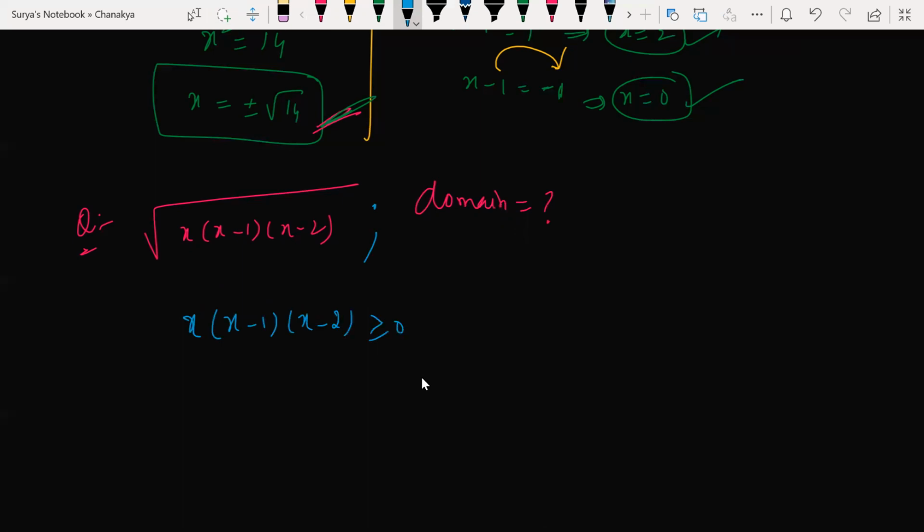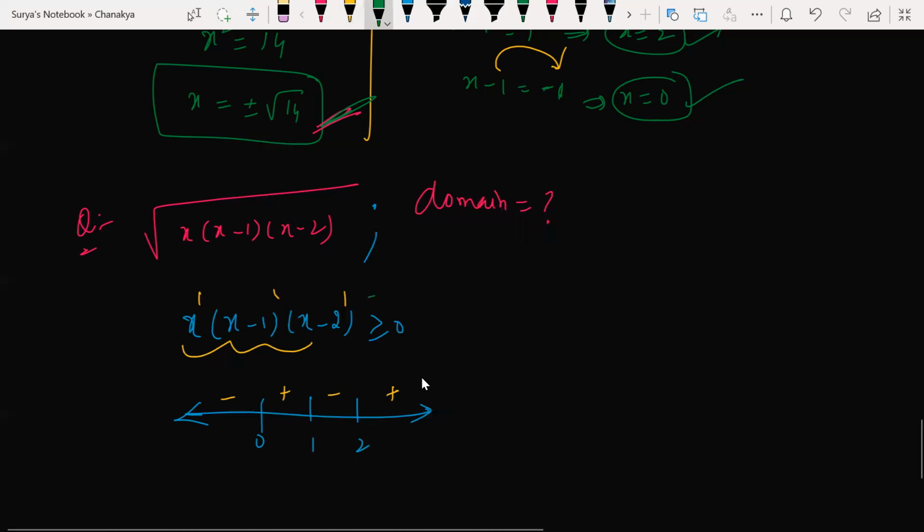That must be greater than or equal to 0. What is the big deal in this? Now look, we will use the wavy method. 0, 1, 2. I need greater than or equal to 0, which means all the powers are odd here, and the coefficient of x is positive, and I'll be going with plus minus alternate signs. I need the greater than 0 region.